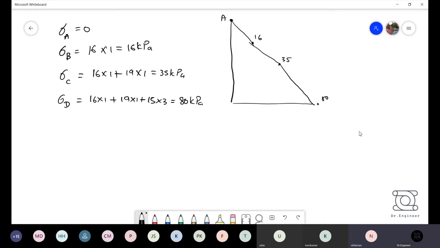You can just draw a scale, right? Let's say 10 kilopascal is equal to 1 centimeter. If you take a scale, something like this.